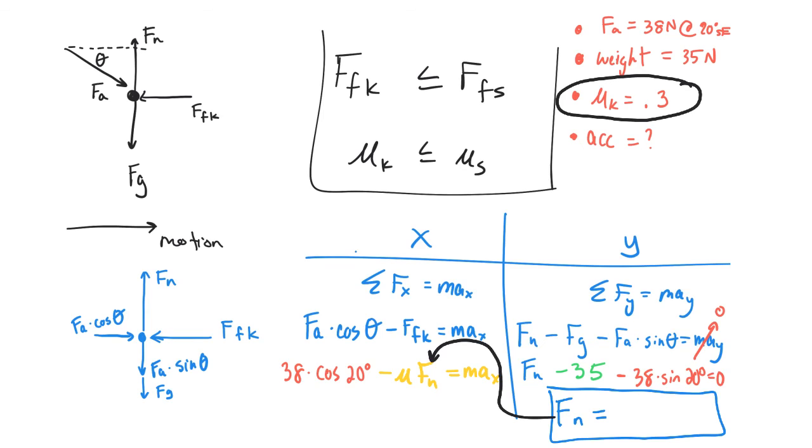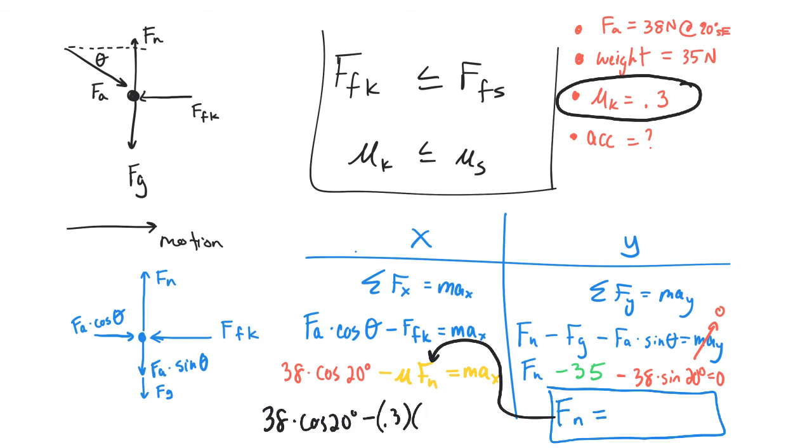So in this problem, because we're given mu, we can plug in 0.3 right there. Fn is whatever number this came out to be. Oh, what's the mass in this problem? That's the one thing we still don't have. So I'll jot down what we have here. We got 38 cos 20 minus 0.3. What did Fn turn out to be, Julia? 147.99?